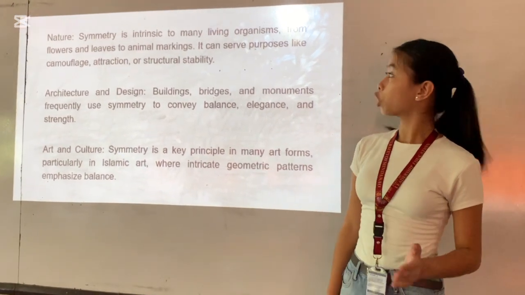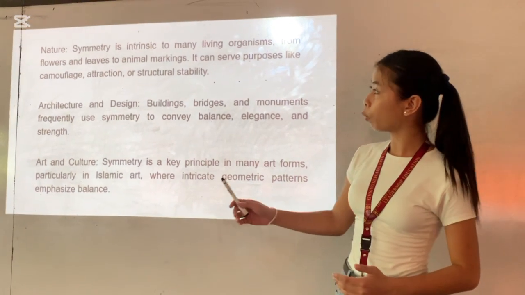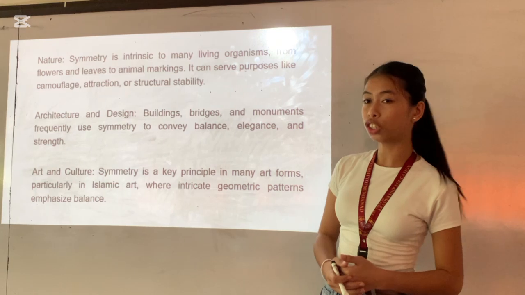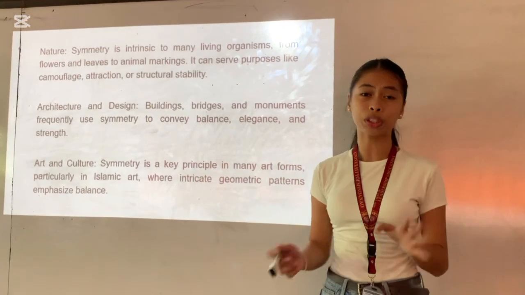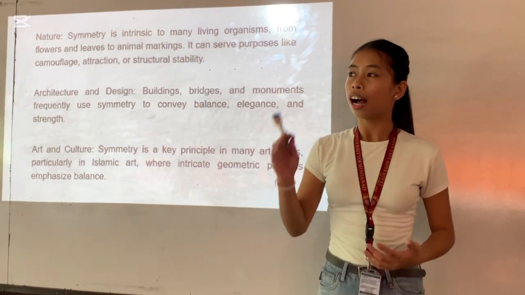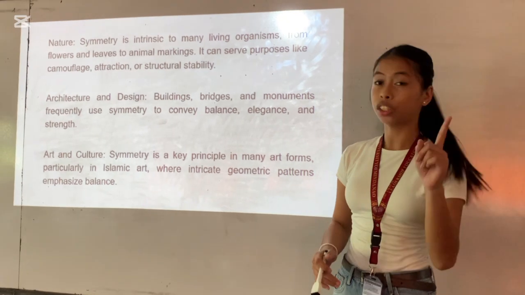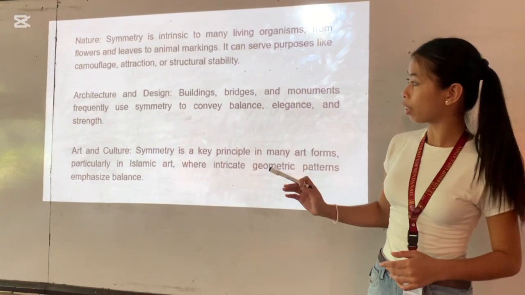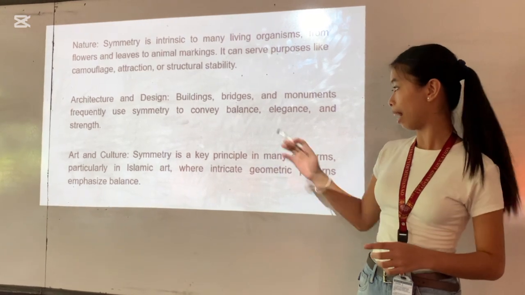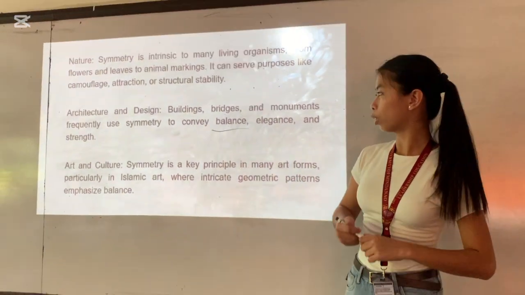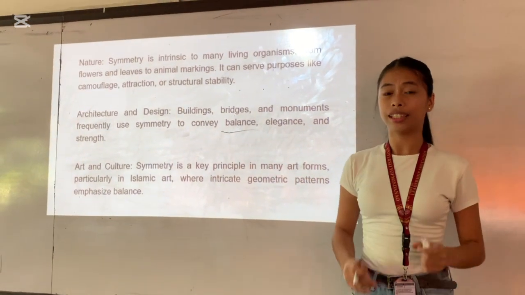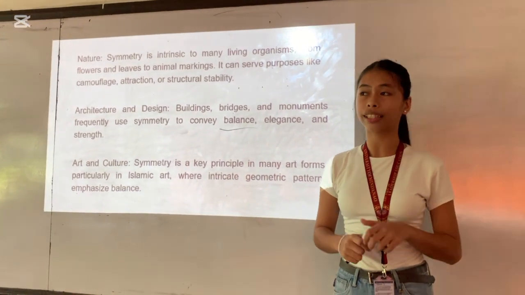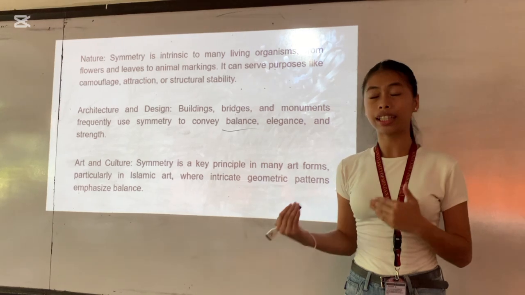Symmetry can also be seen in nature. Symmetry is intrinsic to many living organisms, from flowers and leaves to animal markings. It can serve purposes like camouflage, attraction, or structural stability. So when you look around your surroundings, symmetry can be seen everywhere. Another one, in architecture and design, buildings, bridges, and monuments frequently use symmetry to convey balance, elegance, and strength. So when a building or bridge doesn't have symmetrical patterns or figures, it will likely not function.